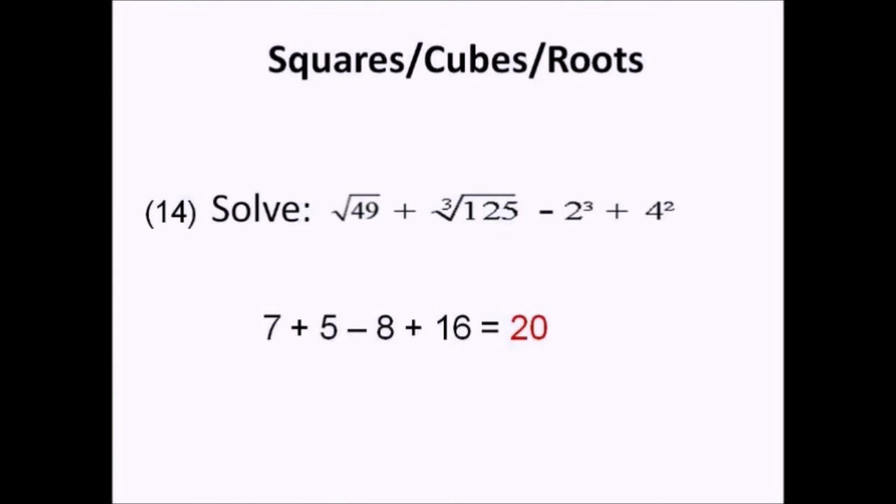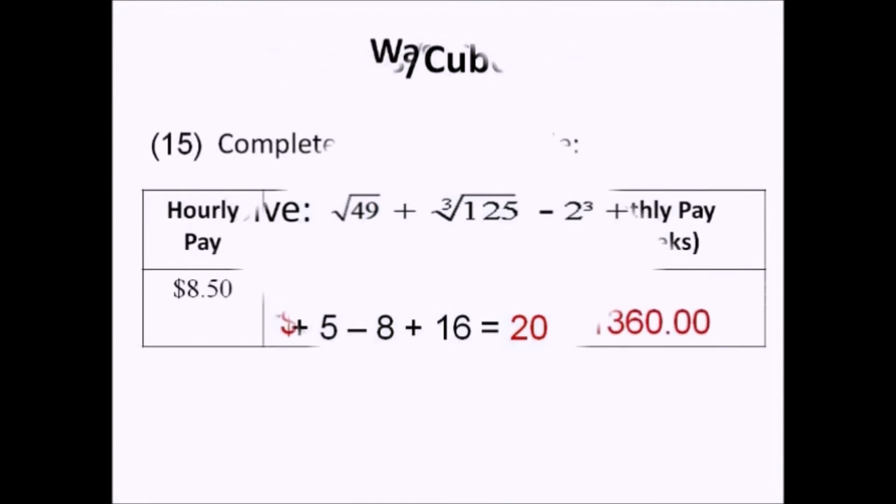Squares, cubes, and roots. And your square root of 49 is 7. Cube root of 125 is 5. 2 to the power of 3 is 8. And 4 squared is 16. When you do that, you get 20. Got it? Excellent work, guys, if you got that correct.